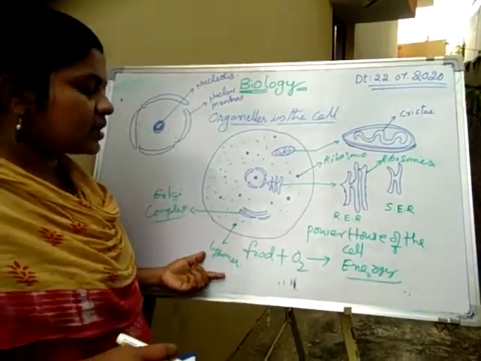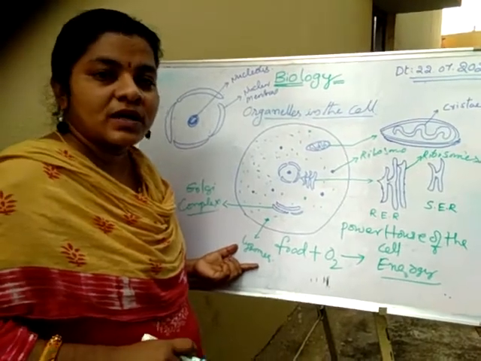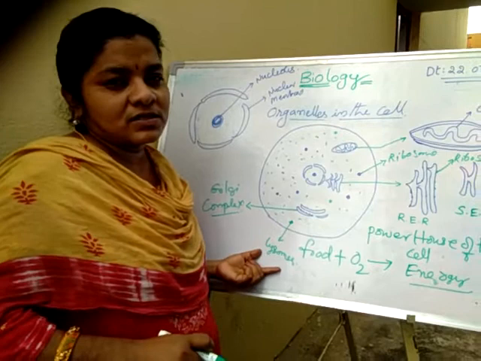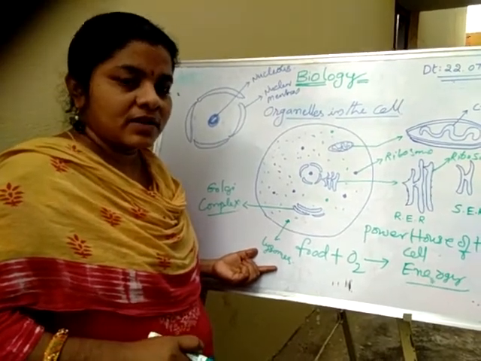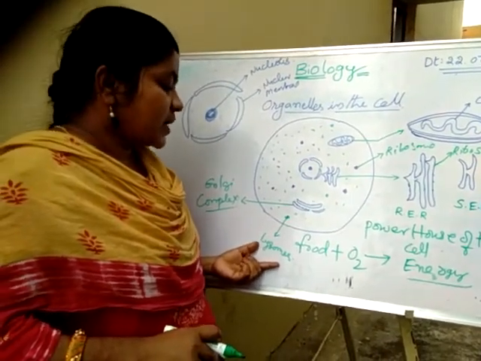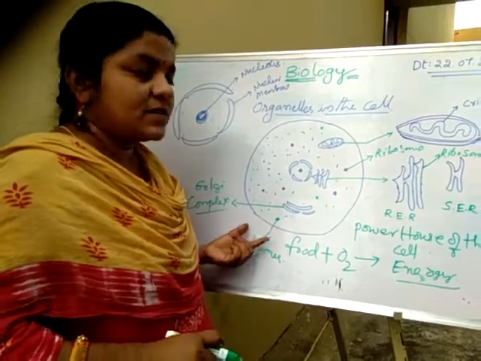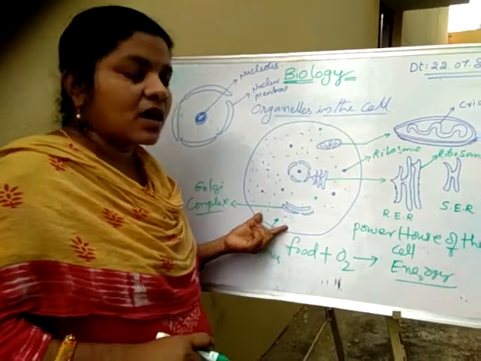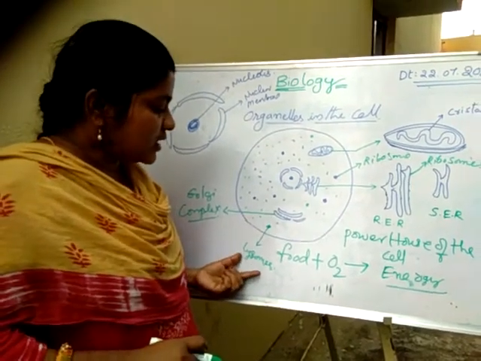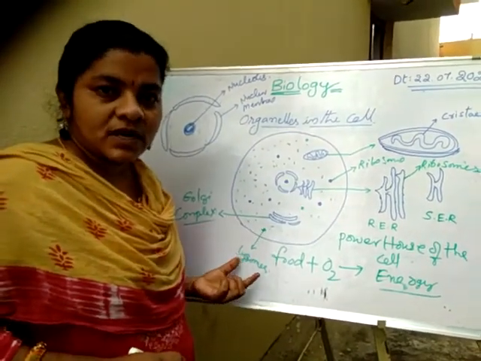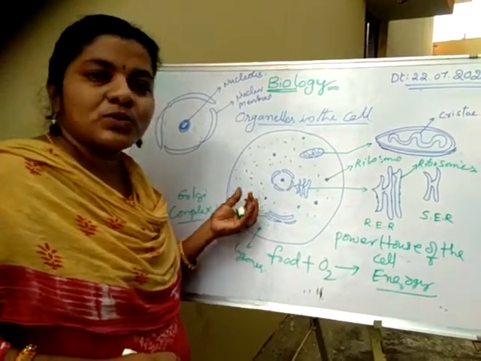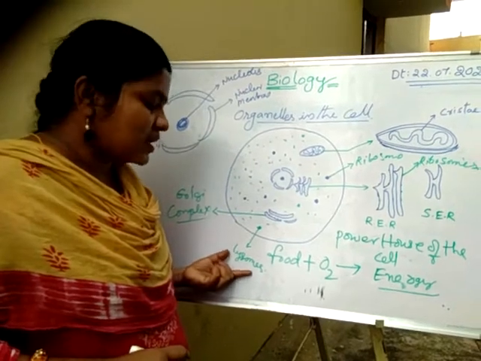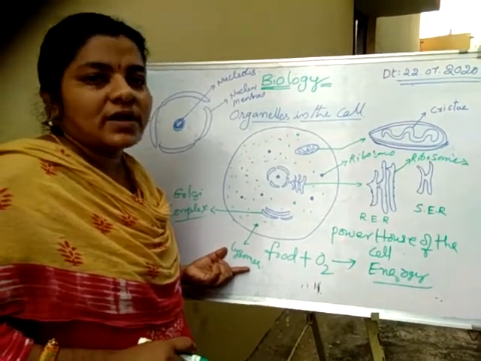Here, what about the lysosomes? Lysosomes are called suicidal bags of the cell. Why are these called suicidal bags of the cell? Because they participate in the rupture of the cell. These have some enzymes. Whenever the cell is not working, the lysosomes burst themselves and it collapses the total cell. That's why the lysosomes are called suicidal bags of the cell.